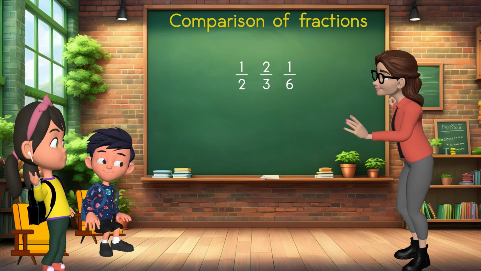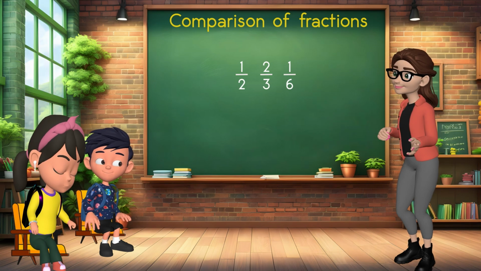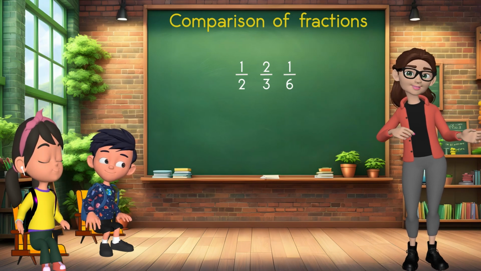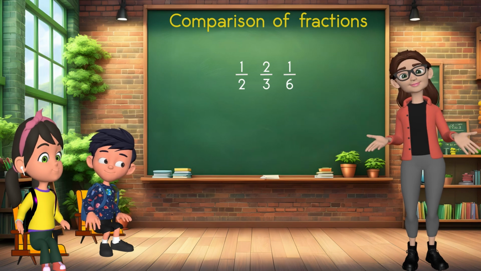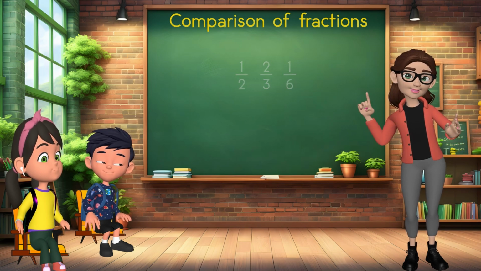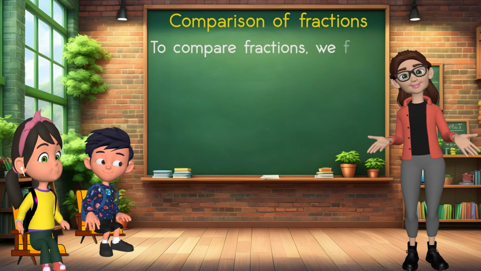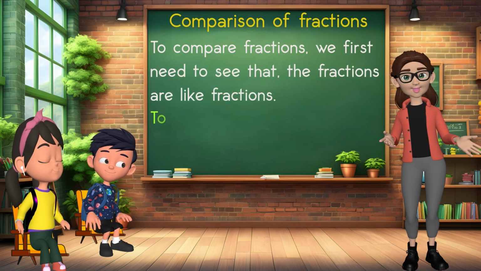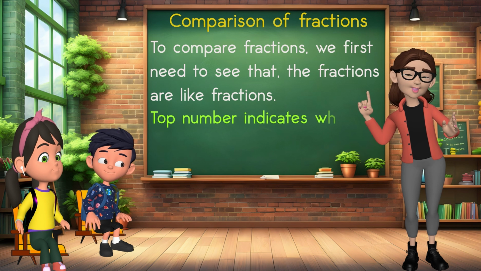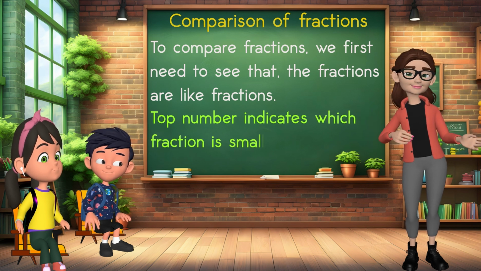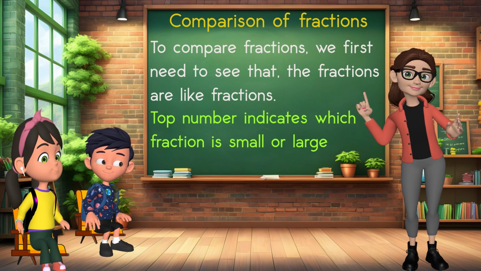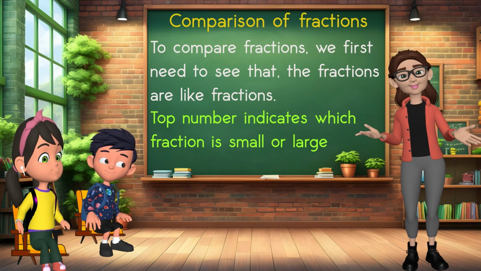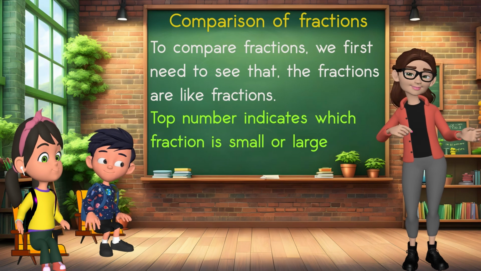The bigger number on top? That means 2/3 is larger. But it's not always correct. Let's see how it works. When we compare fractions, we first consider whether the fractions are like fractions. When the fractions are like, then we look at the top numbers, that is, the numerator of each fraction. A like fraction is smaller or larger if the top number of that fraction is smaller or larger.